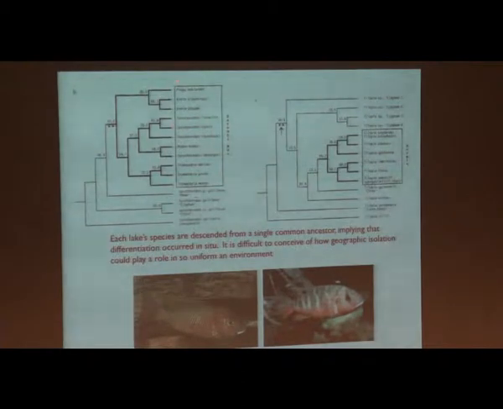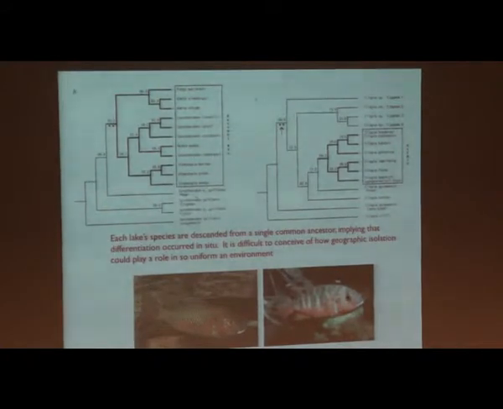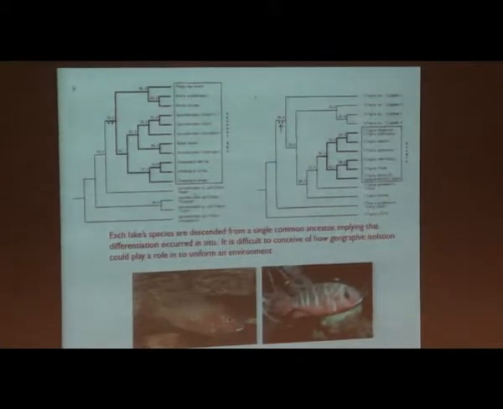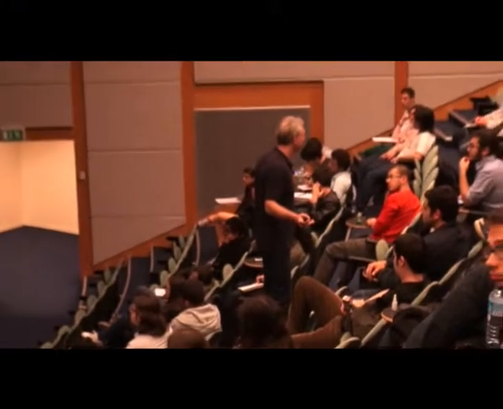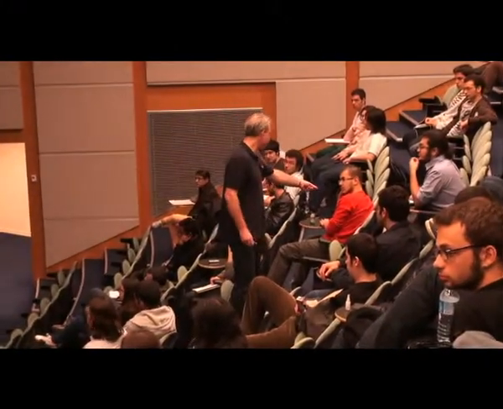The point is you've got now 11 species of fish, all in this one lake, all very closely related to each other, and all descended from a single common ancestor. In other words, each splitting here is a speciation event. We've had multiple speciation events in this lake. Now, they're fish, okay? They're capable of swimming around all over the lake, okay? So if you're a fish, okay?